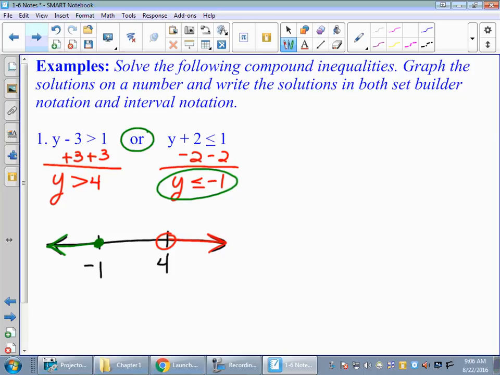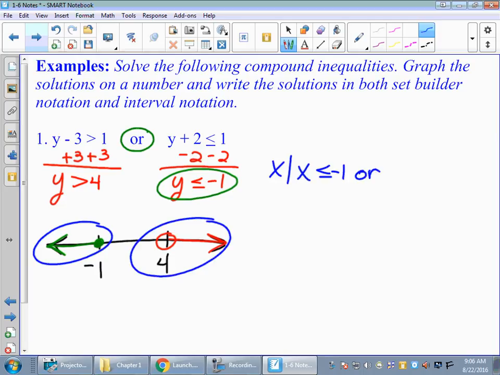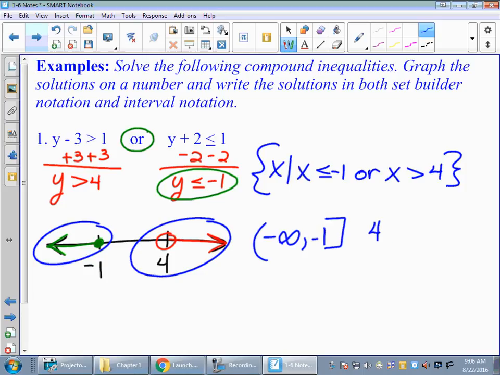Now we need to interpret it. So my solution is x such that, I'm going to describe this part, x is less than or equal to negative 1, or, now I'm going to describe this section, x is greater than positive 4. For the interval notation, to describe the values less than negative 1, that interval would be from negative infinity to negative 1, parenthesis, bracket, and from 4 to positive infinity, double parentheses.